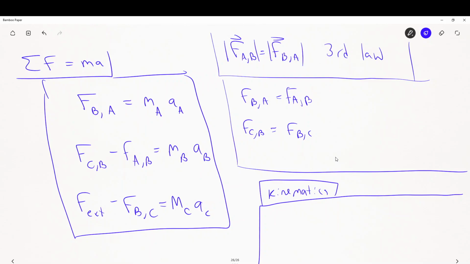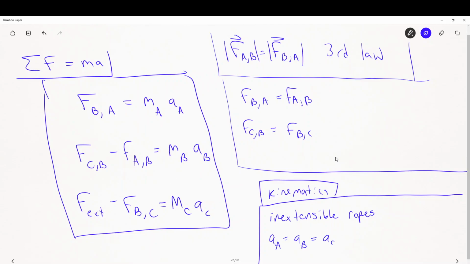So because the ropes are taut and not able to extend further, the rightmost sled, if it moves to the right, the middle sled has to move because the rope can't get longer. And the leftmost sled has to move also in lockstep because that rope can't get longer. And so because the ropes are inextensible, all the accelerations have to be the same.